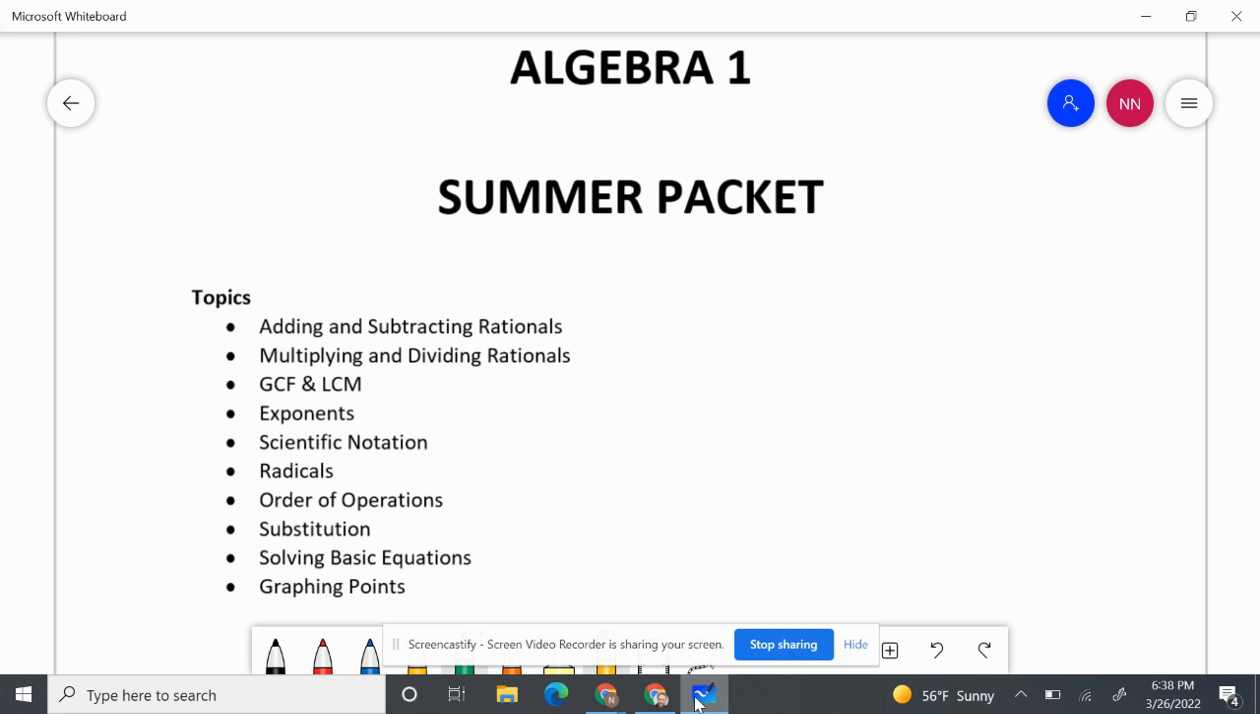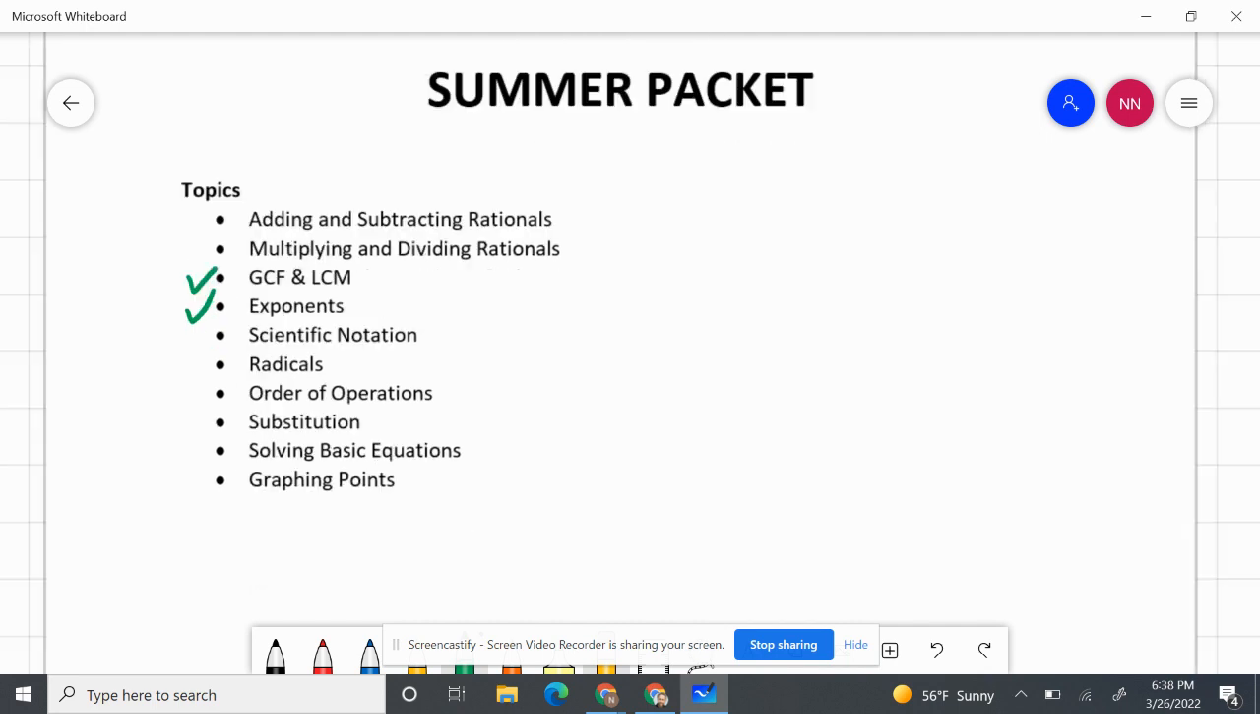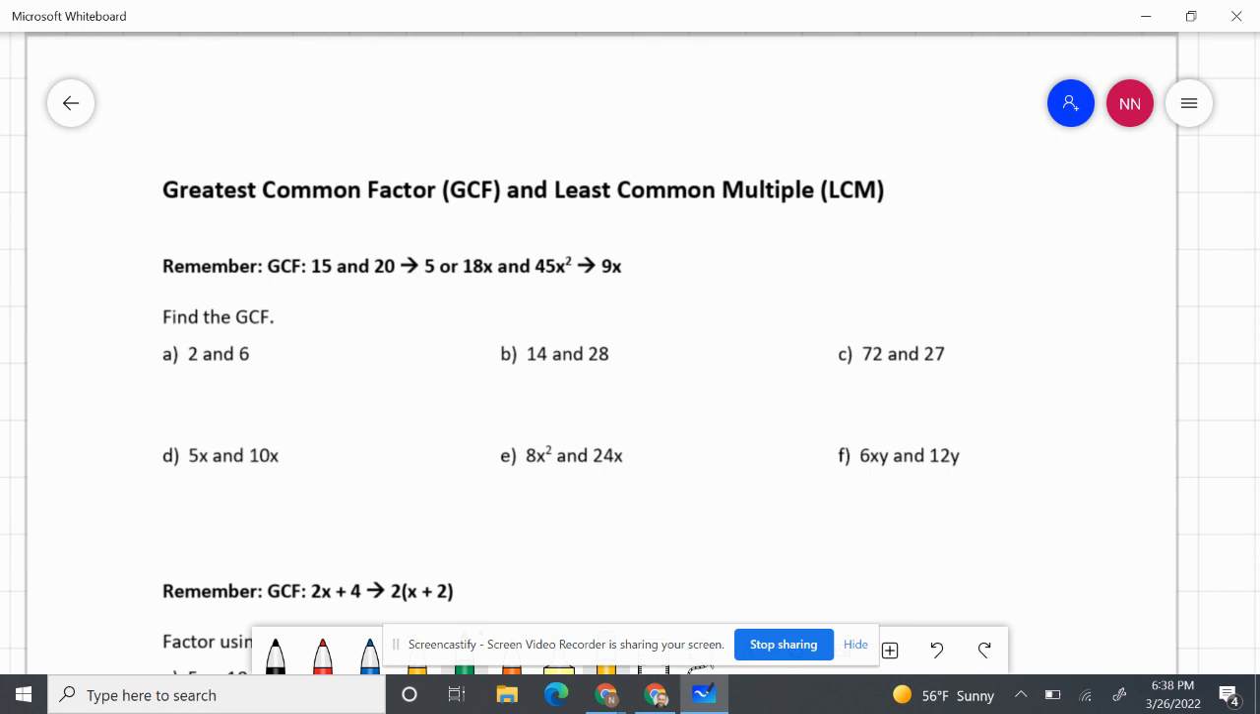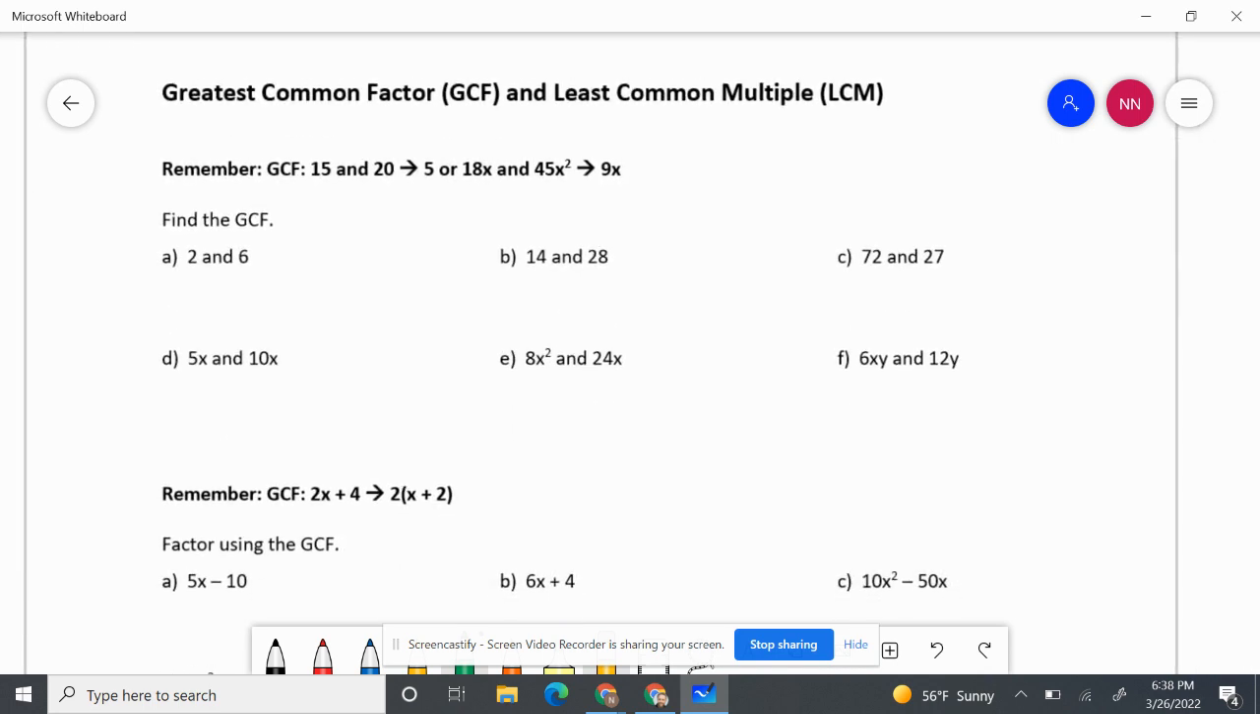What we're going to do is continue with this summer packet. This is part 2, where we're going to look at GCF and LCM, and we're going to look at exponents. So with GCF, we're talking about the greatest common factor, and LCM is the least common multiple. This is referred to a lot in junior high math. What we're going to be doing is getting ready for factoring and finding common denominators.